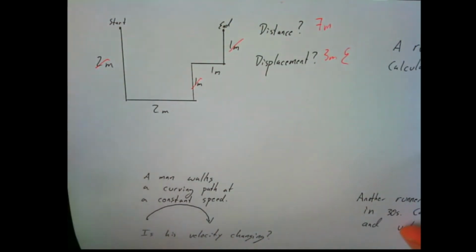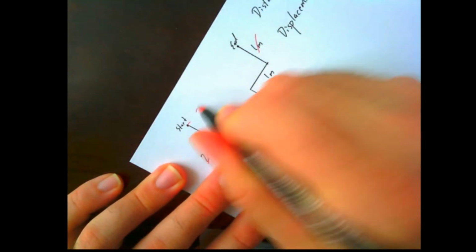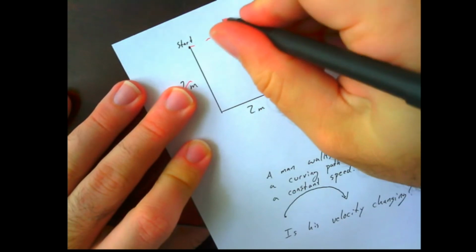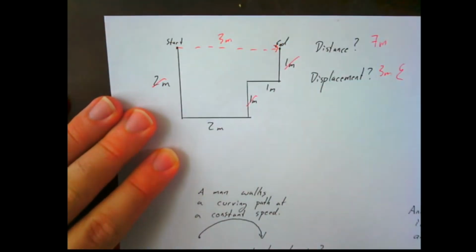And in fact, if we were to draw a line from the beginning to the end, let's make a little dotted line here. Isn't this 3 meters long? And doesn't it go east?